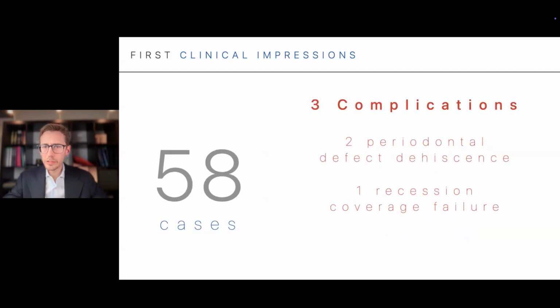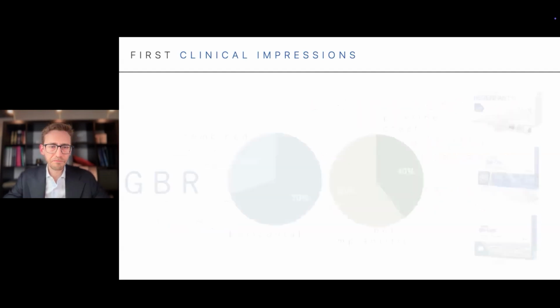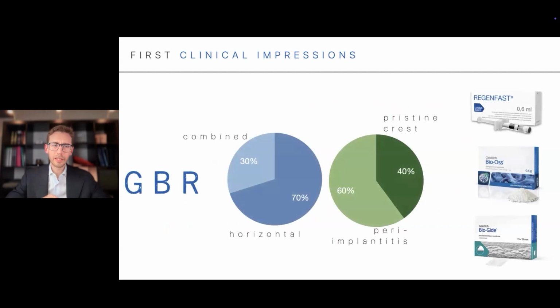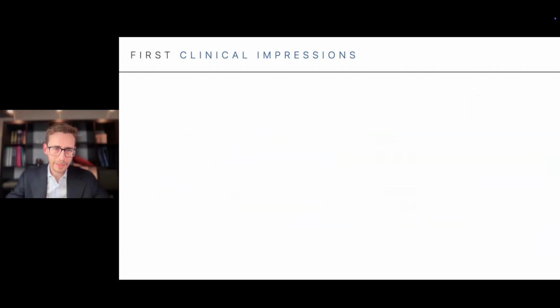And of course, I had some surgical complications, specifically two periodontal defects underwent dehiscence of the surgical wound, and one gingival recession coverage surgery underwent a failure. When we take a look at the guided bone regeneration cases, these are composed of 30% combined vertical and horizontal defects and 70% horizontal defects, 60% of which derive from peri-implantitis.